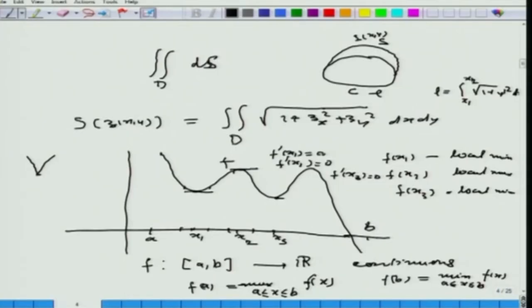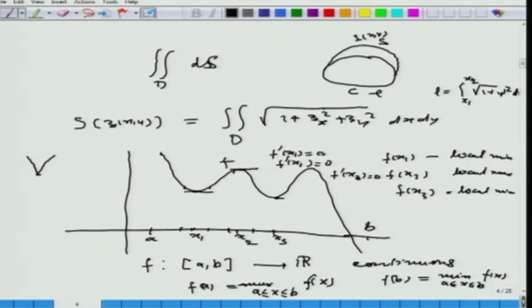There are certain points where the function takes the maximum value over the whole interval. Such a point is called a global maximum. Or at a certain point, the function takes the minimum value over the whole interval.